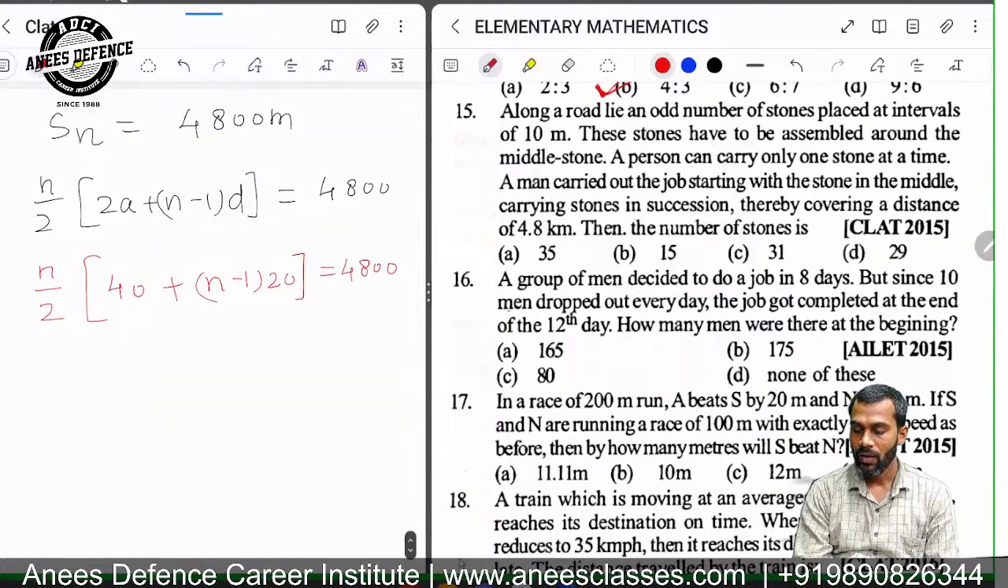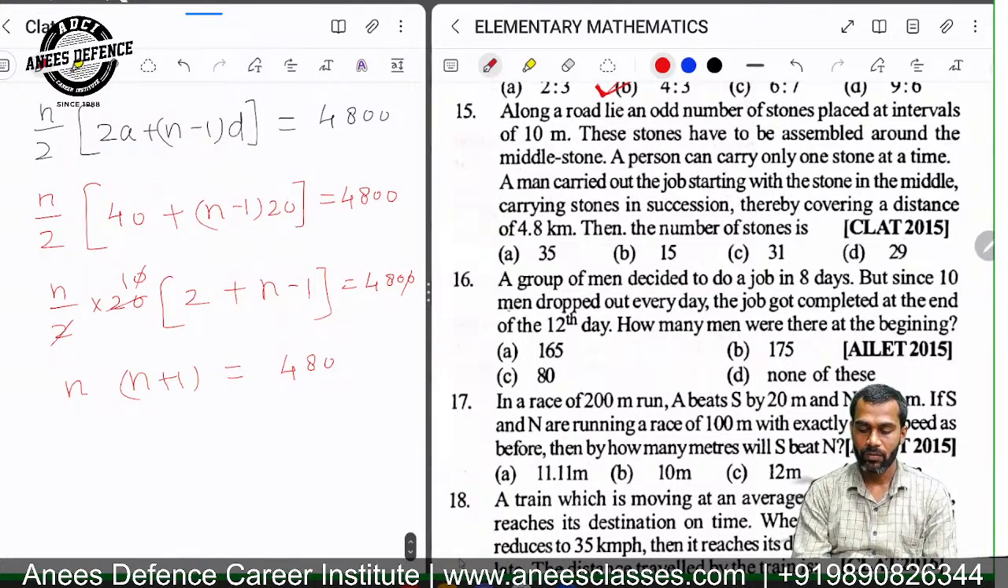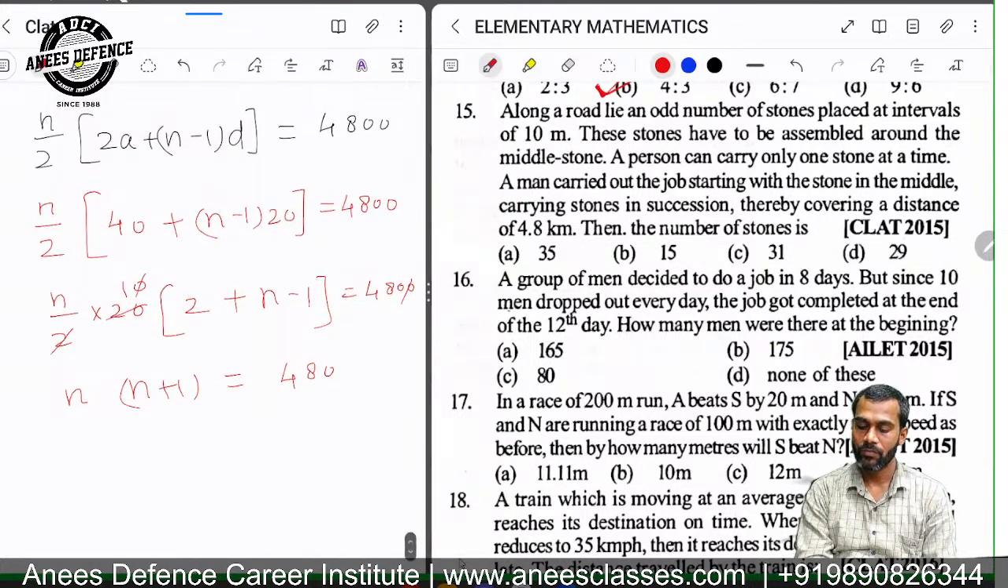Now see, can I take 20 common? So n by 2 into 20 into 2 plus n minus 1 is equal to 4800. This 2 tens are 20. This 0 and this 0 will get cancelled. So we are left with n into n plus 1 equals 480. n square plus n equals 480. Now simplify it. Then it's a quadratic again.